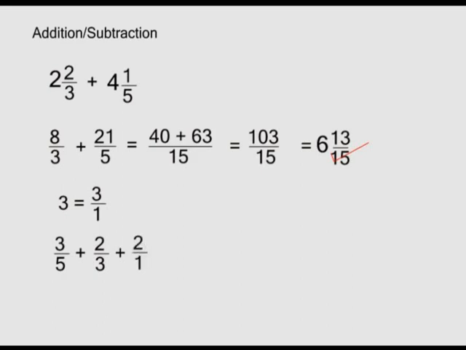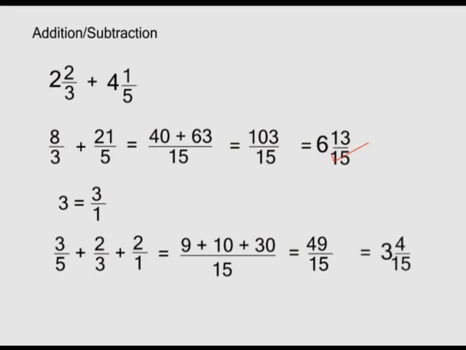3 over 5 plus 2 over 3 plus 2 over 1. LCM of 3, 5 and 1 is 15. 15 divided by 5 is 3 times 3 is 9. 15 divided by 3 is 5 times 2 is 10. 15 divided by 1 is 15 times 2 is 30. So we have 49 over 15, which is equal to 3 and 4 over 15.